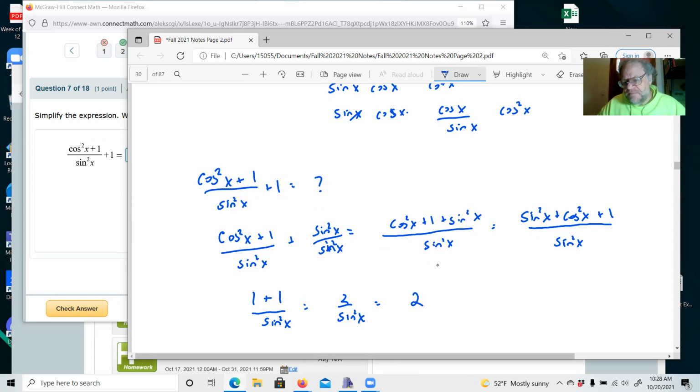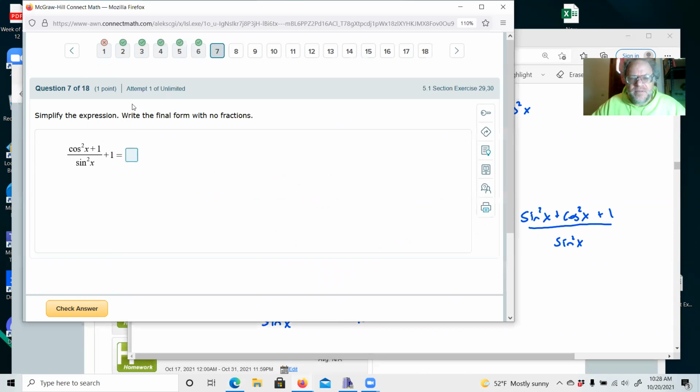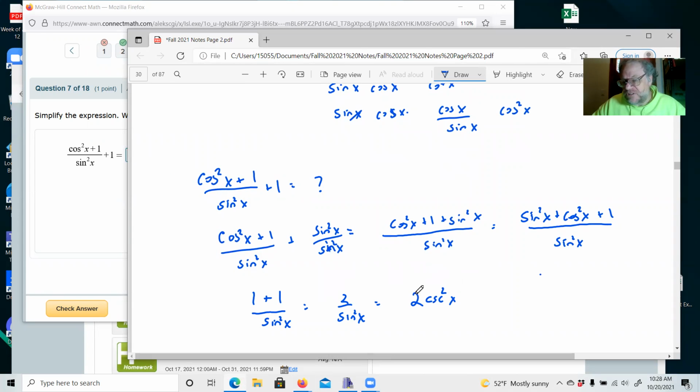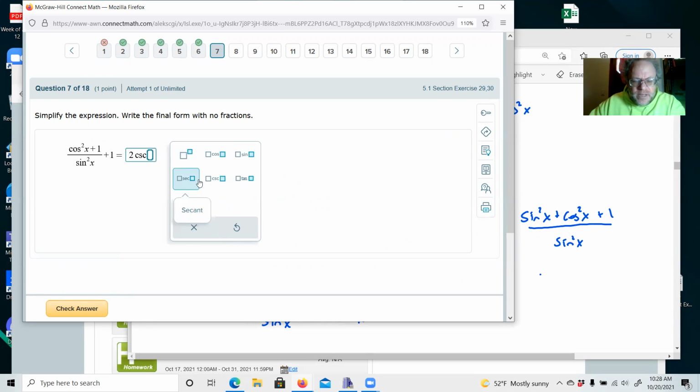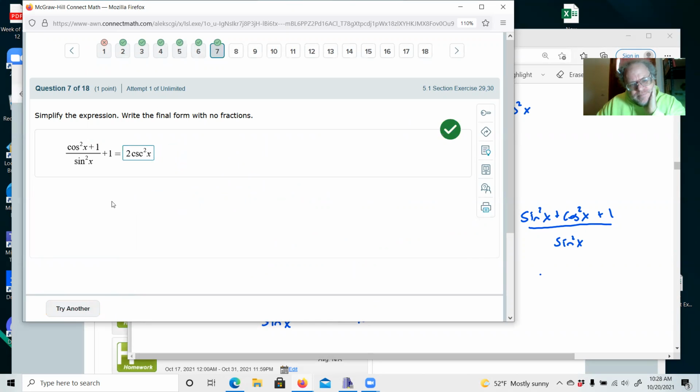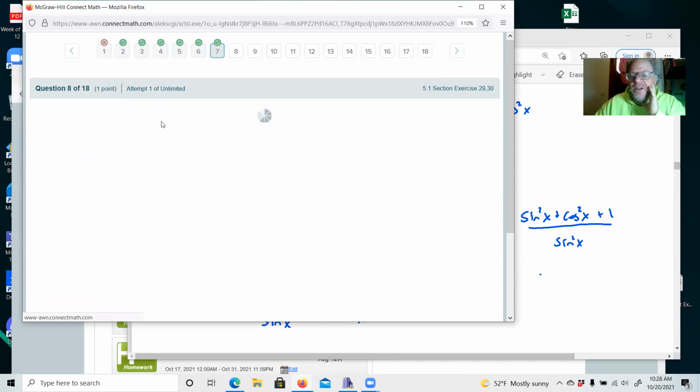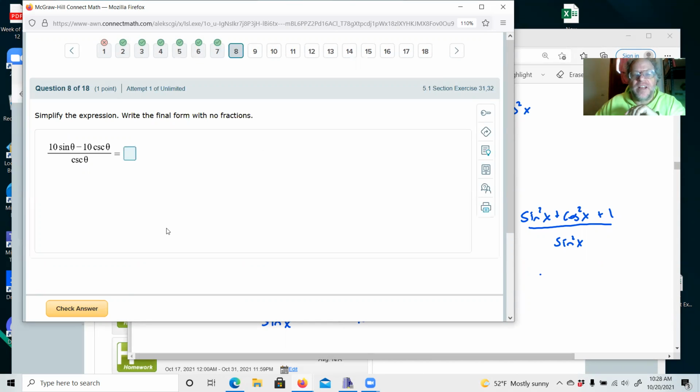And now we have a mystery, because it's both of those things. How do they want it? Write the final form with no fractions. Okay, so they actually want us to write 2 cosecant squared x. Okay, so, hooray, we got it. But honestly, you know, they don't give you very much direction with this, so I can understand where you might look at this and say, yeah, that's not happening.